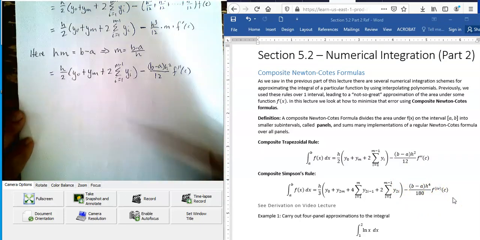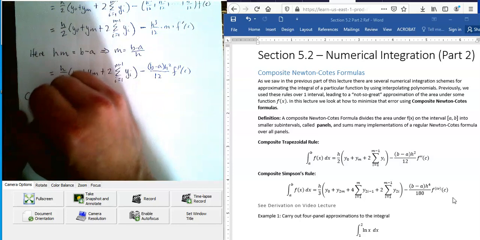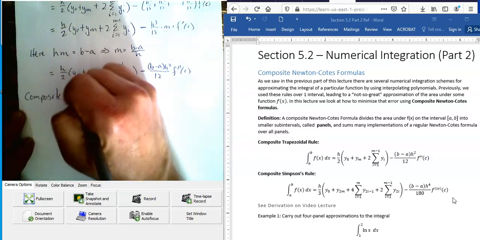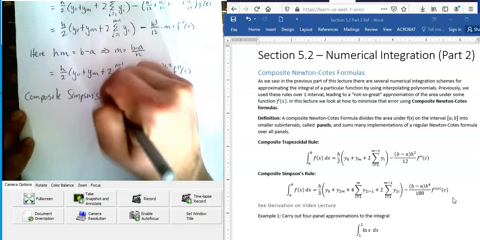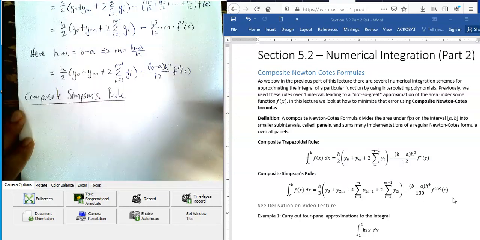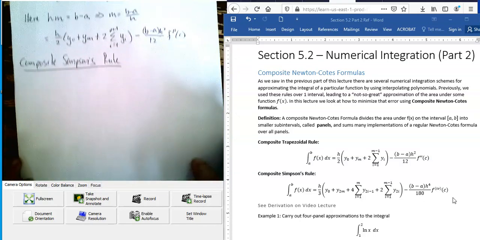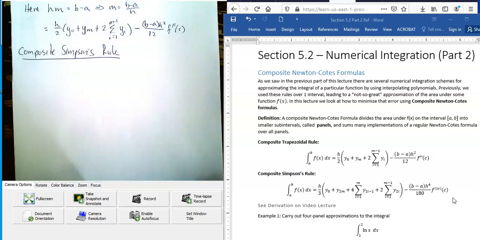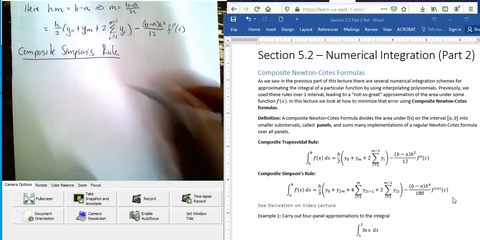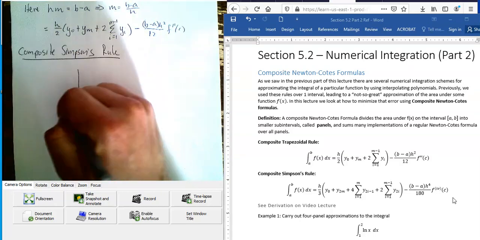So let's look at composite Simpson's rule. We'll do the same kind of thing. We'll do a graphic interpretation. Remember that Simpson's rule was different from the trapezoidal rule because instead of using lines as our interpolating polynomials, we used quadratic curves, parabolas, as our interpolating polynomials, that is.